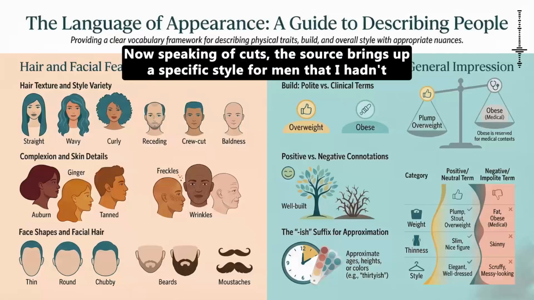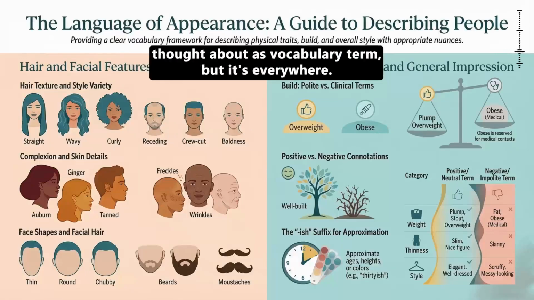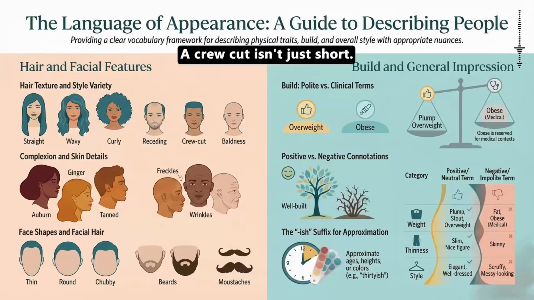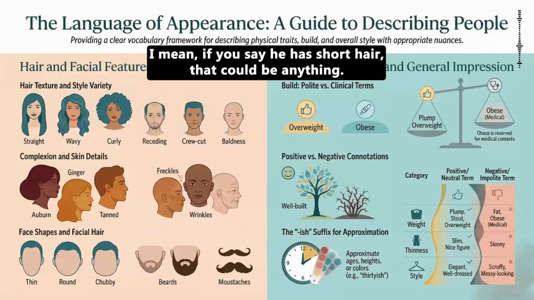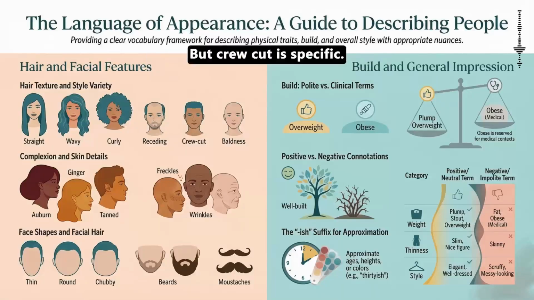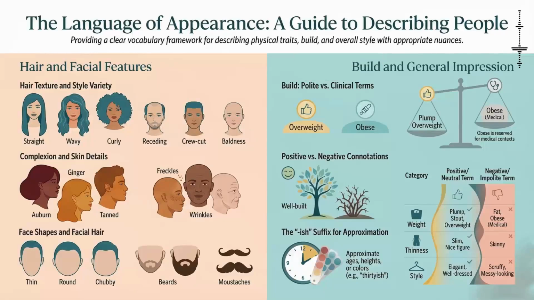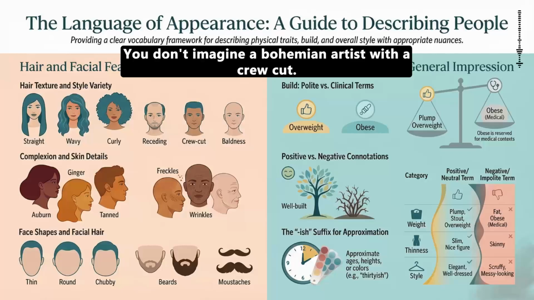Now, speaking of cuts, the source brings up a specific style for men that I hadn't thought about as a vocabulary term, but it's everywhere. The crew cut. Yes. This is a great term. A crew cut isn't just short. If you say he has short hair, that could be anything. It could be anything. But crew cut is specific. It's military inspired. Very short on the sides, maybe a tiny bit longer on top. Right. It's a very clean, disciplined look. It paints a bit of a personality, too. It does. You don't imagine a bohemian artist with a crew cut.